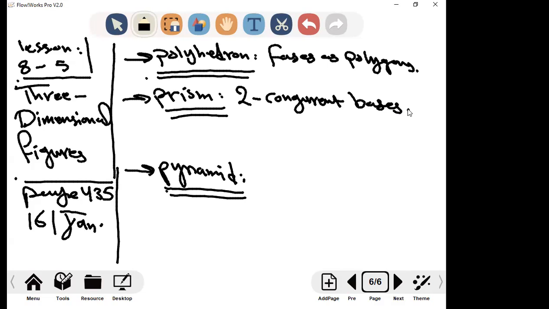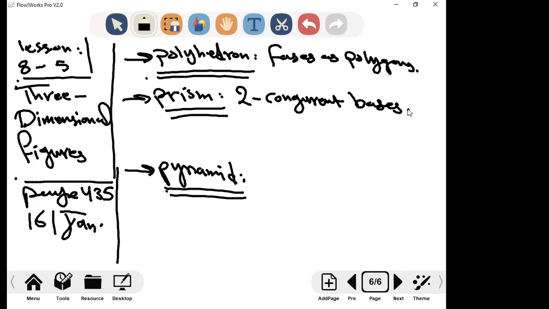The same as each other, equal to each other. Identical. Like this room. Look at the roof and look at the floor. They are equal. But is the roof congruent to this wall? No, the roof is bigger. But the roof is congruent to what? To the floor. So these are the 2 bases. Got it? Fine. So 2 congruent bases.